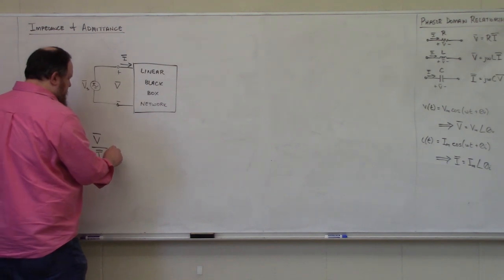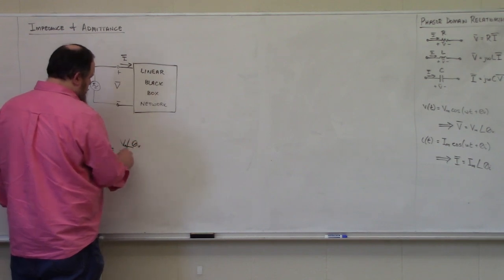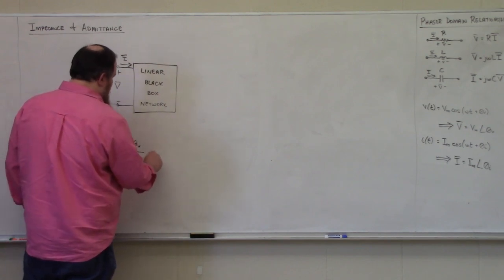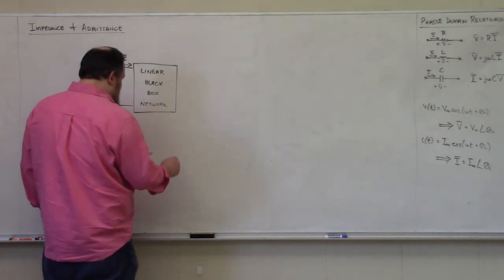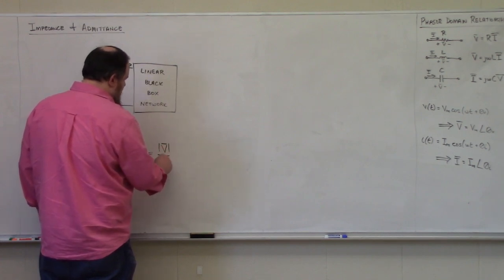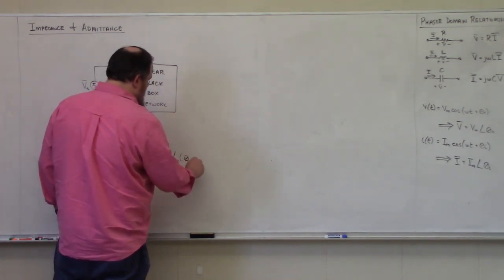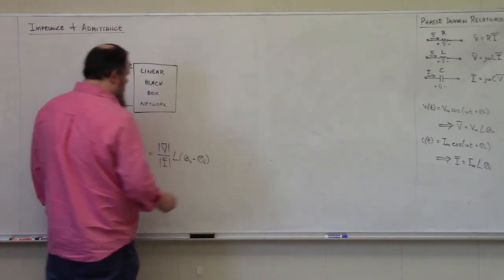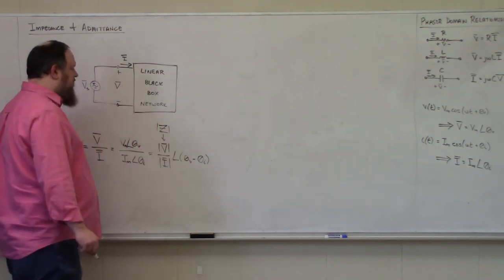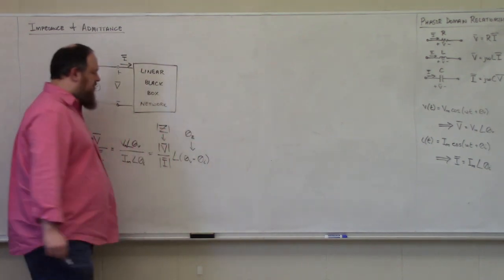However, since our phasor voltage can be expressed as a voltage magnitude with a particular phase angle, and our phasor current can be expressed with a current magnitude and a particular phase angle, we can find that our impedance is simply the magnitude of phasor voltage V divided by the magnitude of phasor current I, with an angle of theta V minus theta I, where this bit is the magnitude of our impedance, and this bit we'll consider to be the phase angle of our impedance.